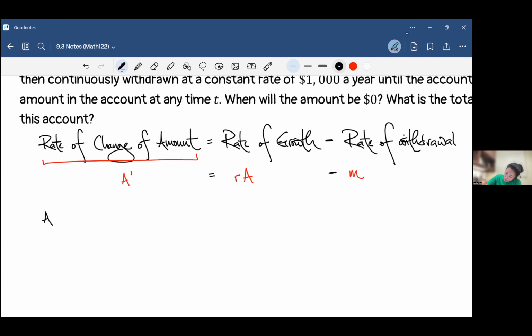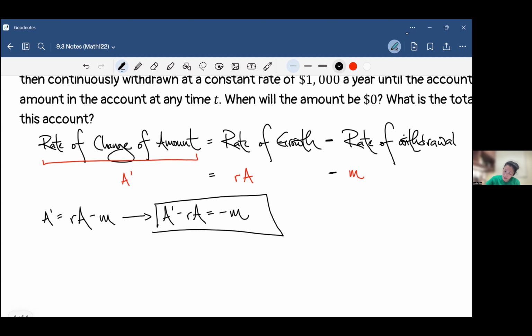Now, what does this give us? We get A prime equals RA minus M. But if I want to write this in the standard form for my first order linear differential equation, I'm going to subtract the RA to the left-hand side. So we're going to get A prime minus RA equals negative M. This is going to be our standard form for our first order differential equation.